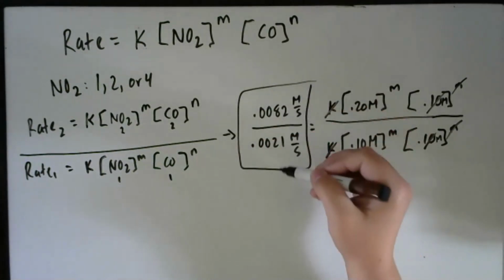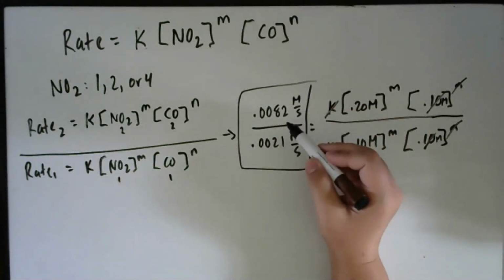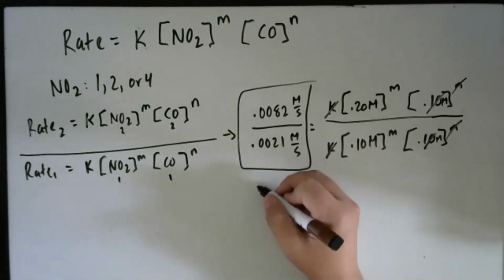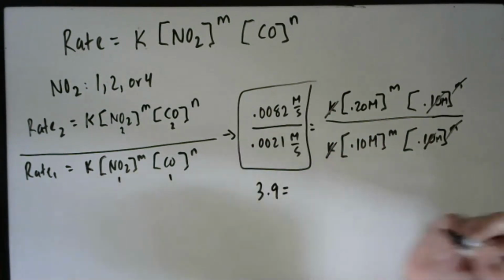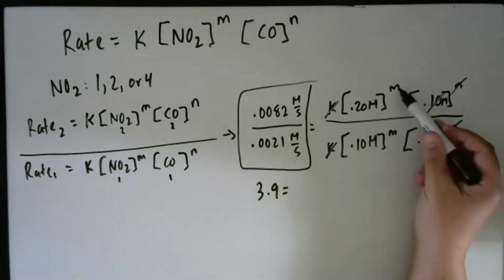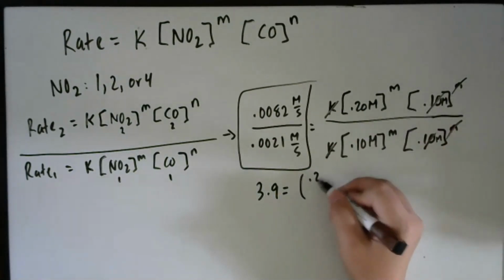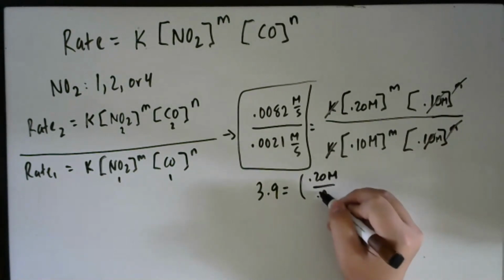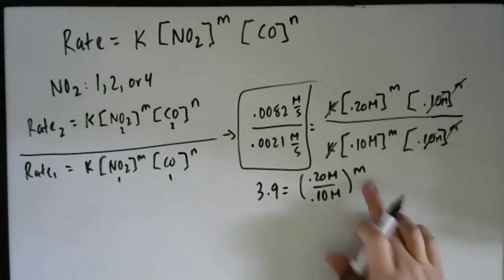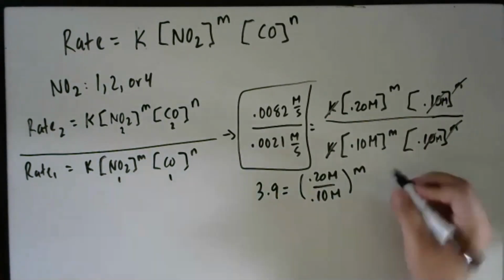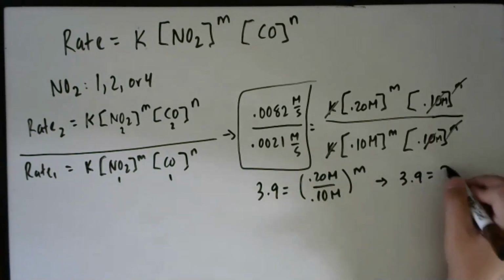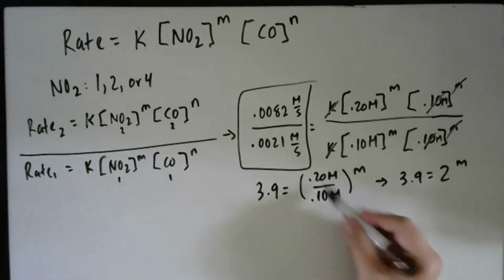is this division. Okay, so if I do 0.0082 divided by 0.0021, I'm going to get 3.9. Okay, and that's going to be equal to 0.2 divided by 0.1 raised to the M. Okay, and I'm going to solve for this now. So I can rewrite this as 3.9 equals 2 to the M, because 0.20 divided by 0.10 is 2.